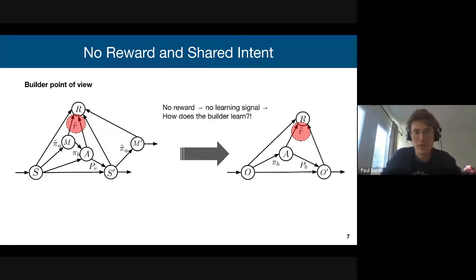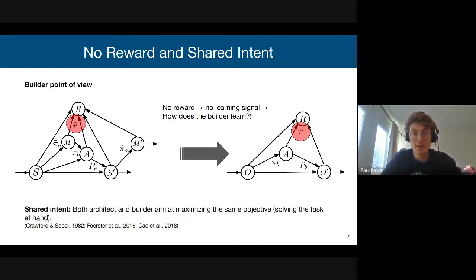And to deal with that, we're going to rely on another high-level communication prior called shared intent, that has been shown to be necessary for the emergence of communication, both in practice and in theory. And it states that the agents are optimizing toward the same goal. So this means that the builder, even if it doesn't know this objective, can assume that it has the same objective as the one the architect is optimizing for. In this case, it is for example building this target structure. Both agents aim at building this target structure.